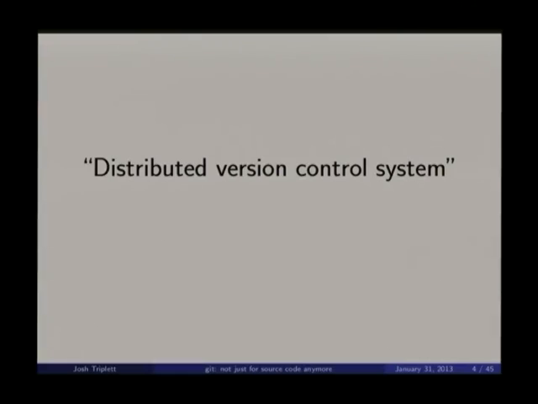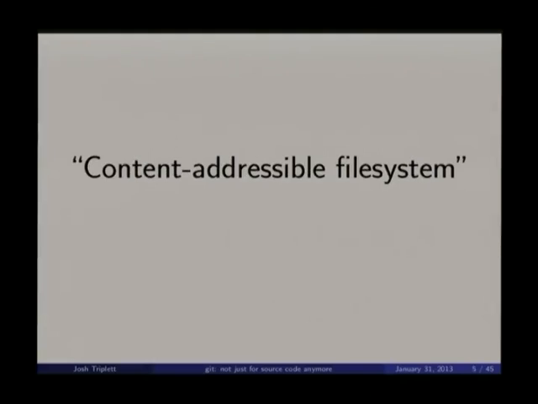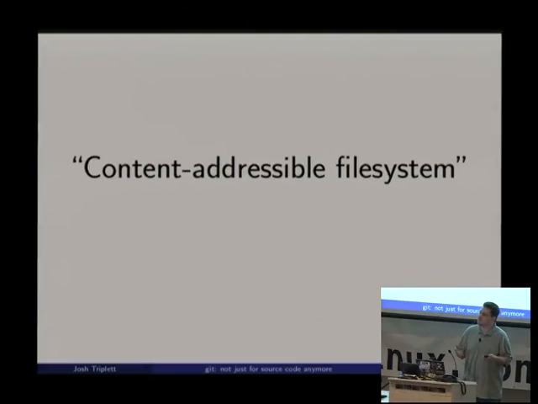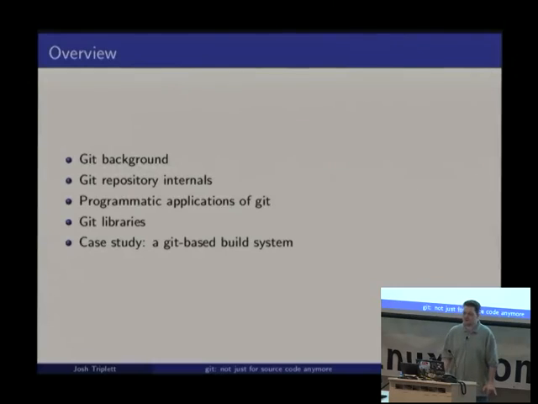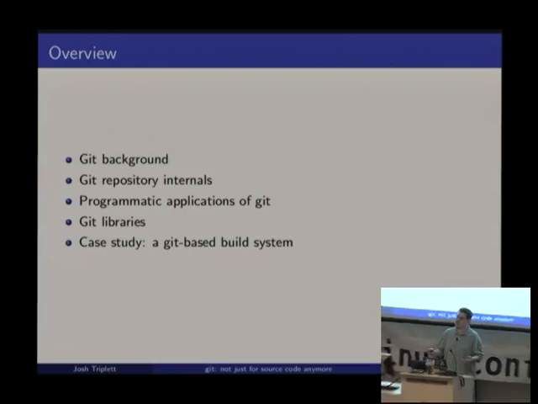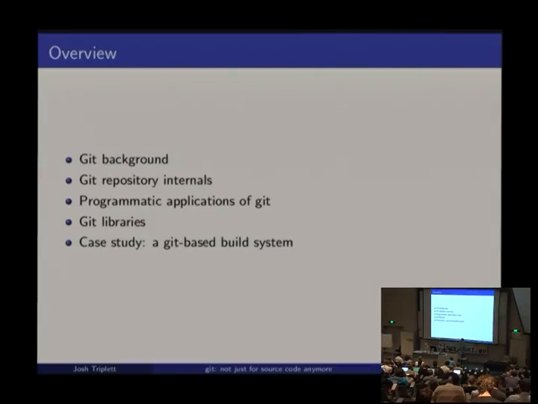But the talk I'm giving today is a lot more about Git's history as a content addressable file system than about its version control properties. So I want to give a bit of background on Git and what pieces of it are more relevant for using it programmatically as a data store, dig a little bit more into the repository internals than you might have seen before, take a look at some existing programmatic applications of Git for something other than just source code or even just text files, take a look at a few of the Git libraries you can use so that you don't just have to fork and exec the command line tools, and then go through a case study of a Git-based build system that I wrote.